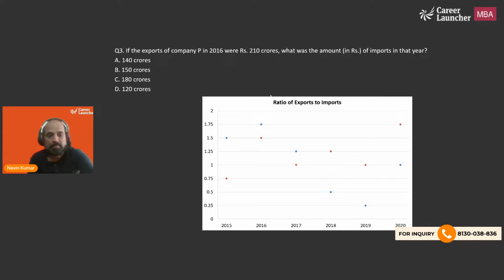2016, company P, this is given as 210 crores. This is the export value here. So what is the import value we are going to have? Well, basically, the company P in 2016, the ratio of export upon import is given as 1.75.